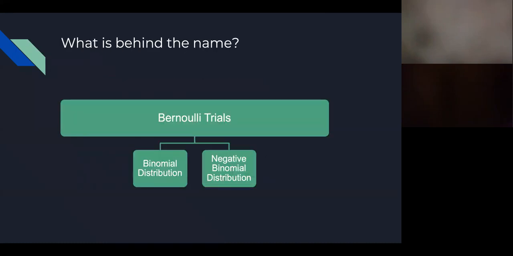What is behind the name? Binomial distribution and negative binomial distribution are two important methods of modeling probability distribution in Bernoulli trials. Recall Bernoulli trials have only two possible outcomes and assume there is only one outcome for each trial. Each trial has the same probability of success, and each trial is independent of each other.